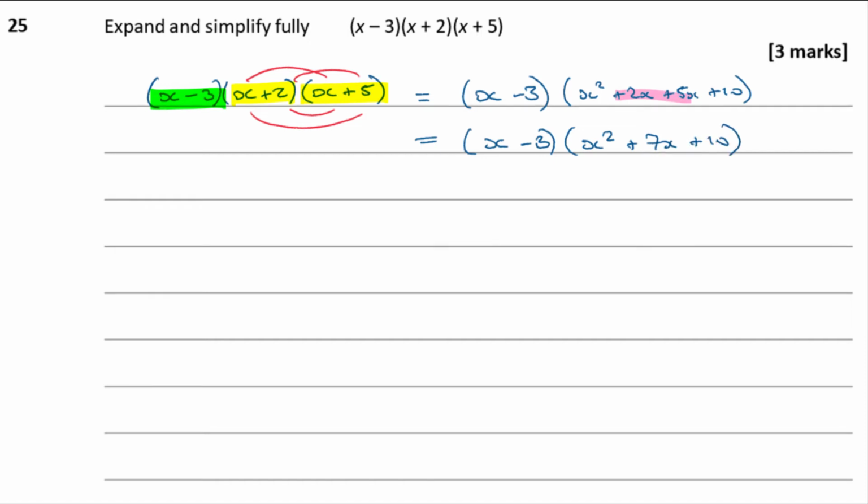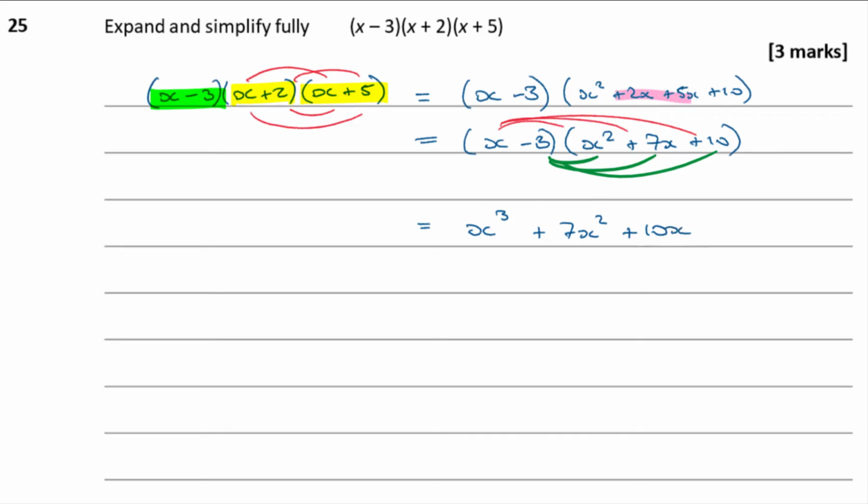So what we're going to do now is multiply everything in the second bracket by x, and then multiply everything in the second bracket by negative 3. Okay, so what's that going to give us? Let's do the x first. X times x squared is x cubed. X times 7x is 7x squared. X times 10 is 10x.